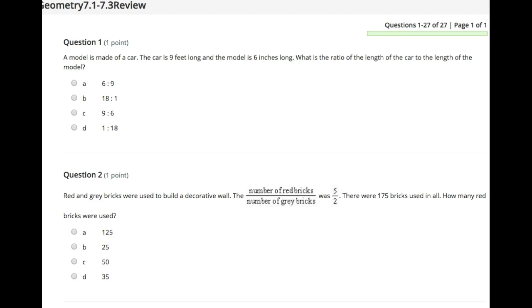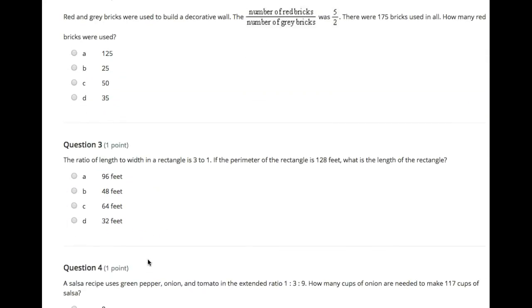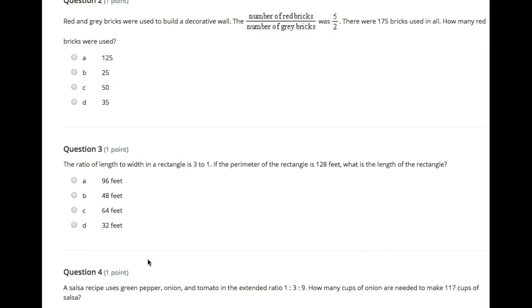All right, now let's look at question 2 together. So question 2, it says red and gray bricks were used to build a decorative wall. The ratio of the number of red bricks to the number of gray bricks is 5 to 2. There were 175 blocks used in all. How many red bricks were used? Okay, so right now this is what I call a part-to-part ratio of 5 to 2. It's 5 red for every 2 gray. But they're talking about the total number of bricks.